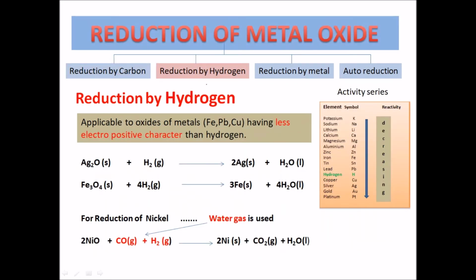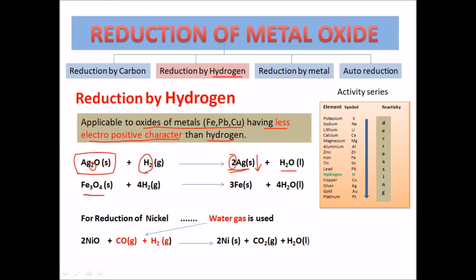Reduction by hydrogen. This is applicable to oxides of metals like iron, lead, copper, having less electropositive character than hydrogen. Ag2O, the concentrated ore, is treated with hydrogen, the reducing agent, where silver is precipitated and water is obtained. H2O is obtained. To balance this, Ag2 is present in Ag2O. So, on the product side, we write it as 2Ag. Hydrogen is the reducing agent being used here.